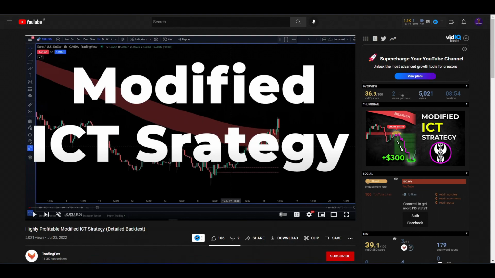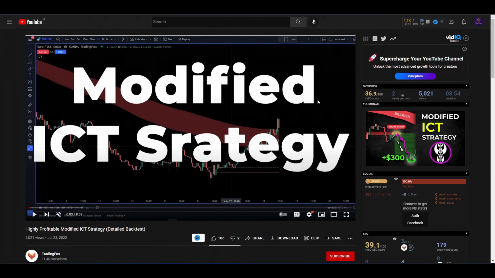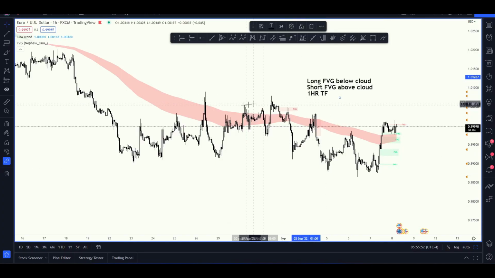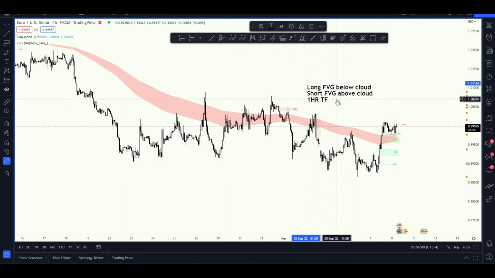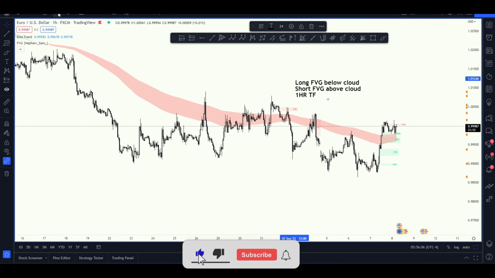Good day. Today I'll be exposing a TradingFox guy, who shows that he has a modified ICT strategy which is highly profitable and probable. He gave us a few rules: we have an indicator of EMA trends, so we should long the fair value gaps below the cloud and short the fair value gaps when we are above the cloud. We are on a 1 hour time frame, and let's begin.